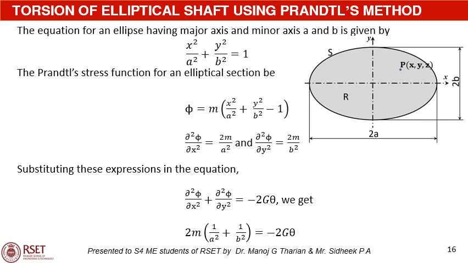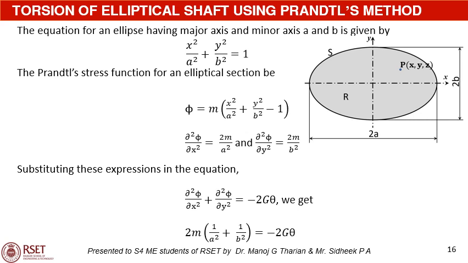2A is the semi-major axis and 2B is the semi-minor axis of the elliptical shaft. R is the region bounded by the closed elliptical curve S. The equation for the elliptical boundary is given by x²/a² + y²/b² = 1. The Prandtl's stress function for the elliptical section is taken as phi = m (x²/a² + y²/b² − 1).